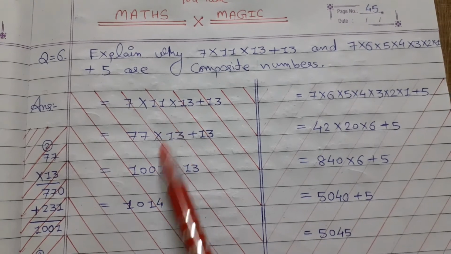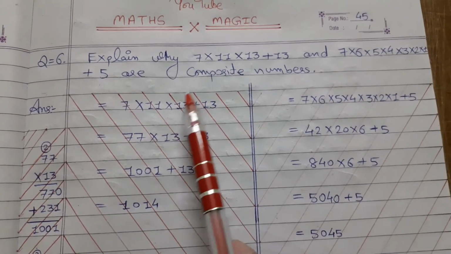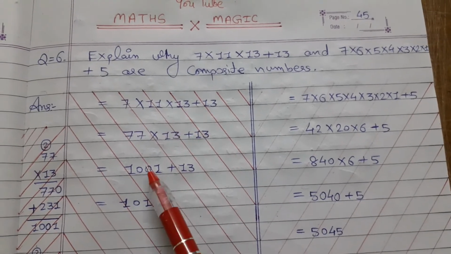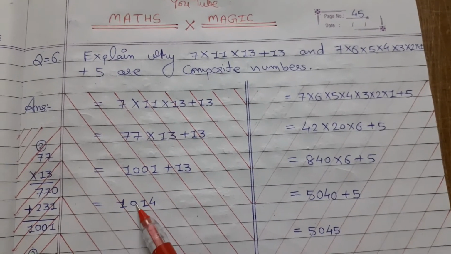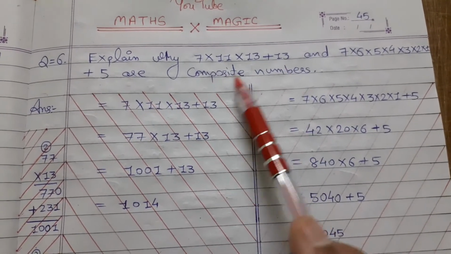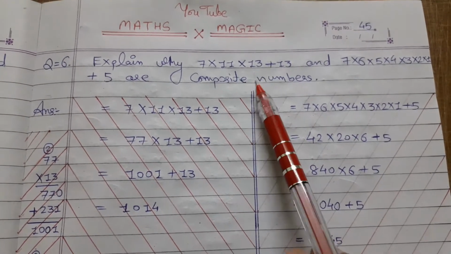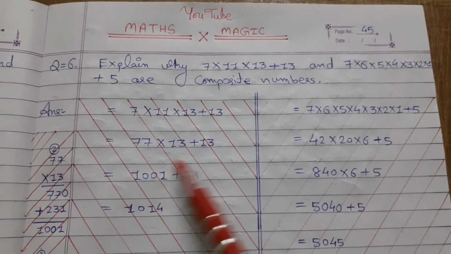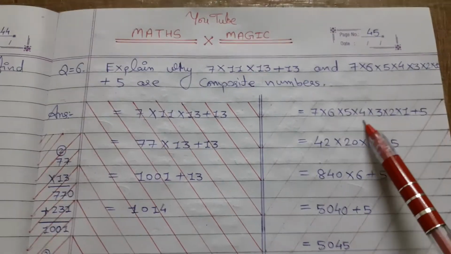First of all, I have tried to solve it with the simple method, directly multiplication by BODMAS rule and then addition. But I have not got the answer because the rule of composite number is multiplication of two prime numbers. Here we are adding two digits, we are not multiplying two digits. So this method is also wrong.